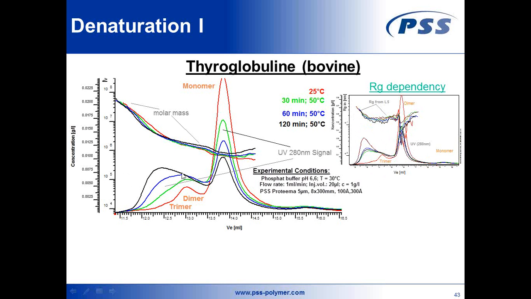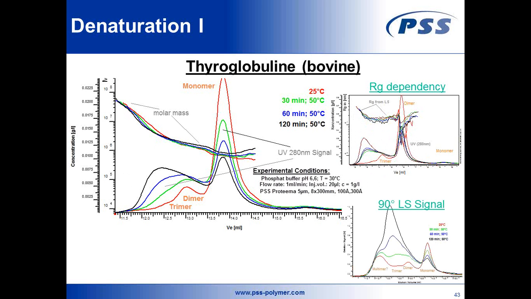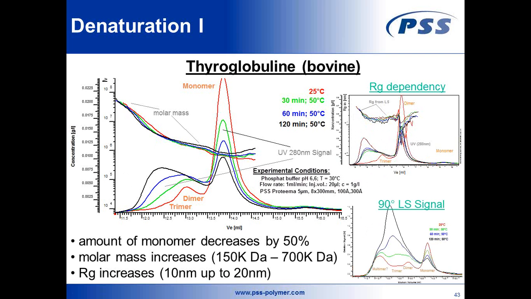So we have two indications. The molar mass did increase, and the radius of gyration did increase. This could also be shown by the 90-degree light scattering signal. Nicely, the light scattering signal got larger and larger at this aggregated stage. So we were quite positive that there was something going on with our protein, but we were still not sure. We were assuming that it was a kind of aggregation, not a denaturation, but we weren't quite sure yet.